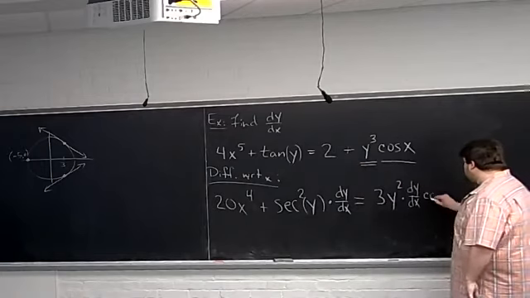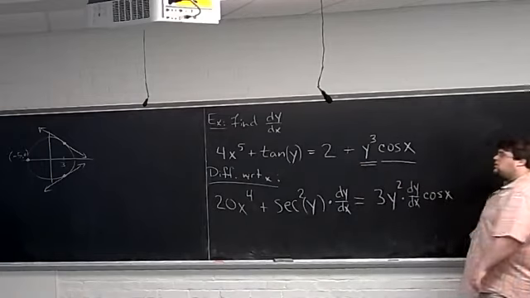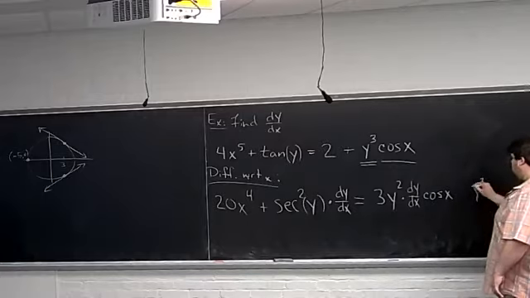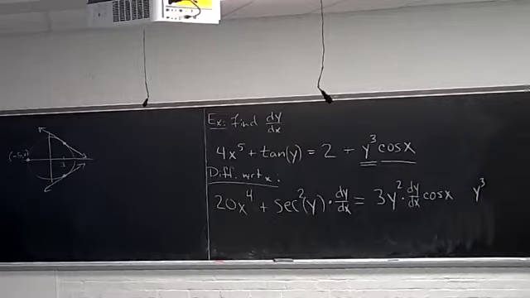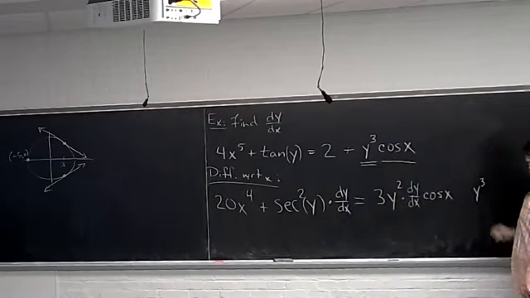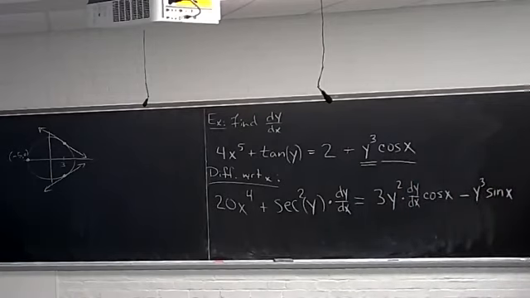Follow the product rule now. We have cosine of x, derivative of the first times the second plus the first. I'm going to write the plus in a moment, but it's going to look like a negative. Plus the first times the derivative of cosine. Derivative of cosine is negative sine. And this is the correct equation here.